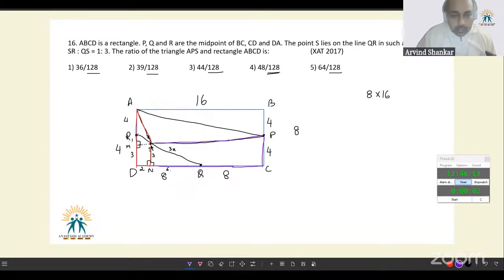I can get the area of this trapezium, SPCN. And I can, of course, get the area of ABP. That is a simple triangle.